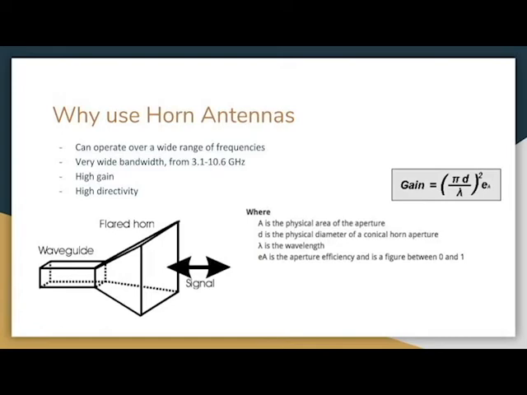It also has a broad bandwidth and has a high gain because as the frequency increases, the wavelength decreases, and since the gain is inversely proportional to the wavelength in all horn antennas, the gain is very high. Finally, horn antennas have high directivity, which means that it can transmit and receive information over great distances.